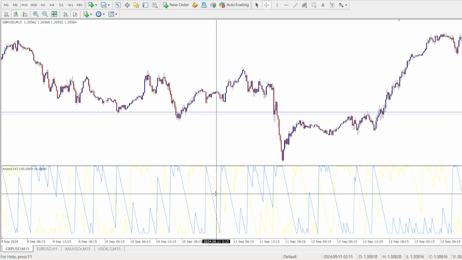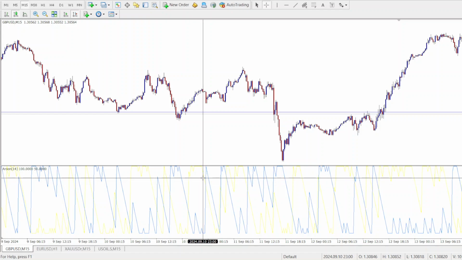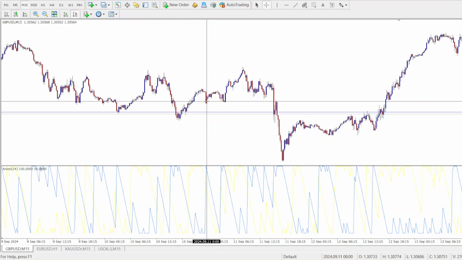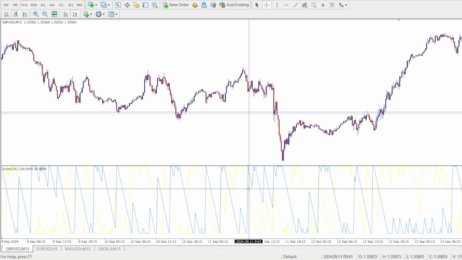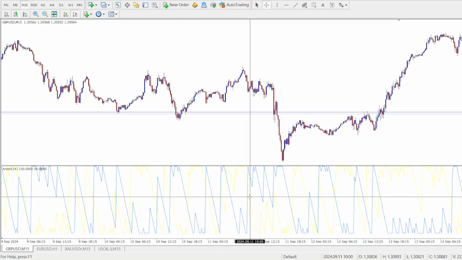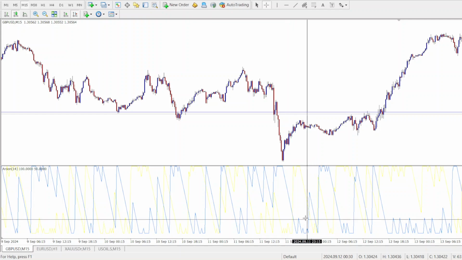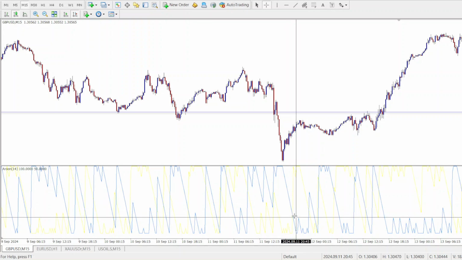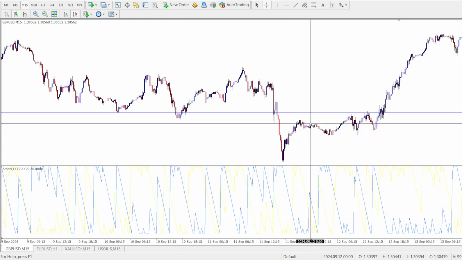Okay, you can see in this situation again, the yellow was pointing down, the blue was pointing up. We can see the market sold for a bit. Then we can see again in this situation, the yellow was pointing down, the blue was pointing up, and the market sold for a bit. Here, the yellow was pointing up. This is going to be a bullish signal. The blue was pointing down. After this crossover, you can see the market continued buying for a while.